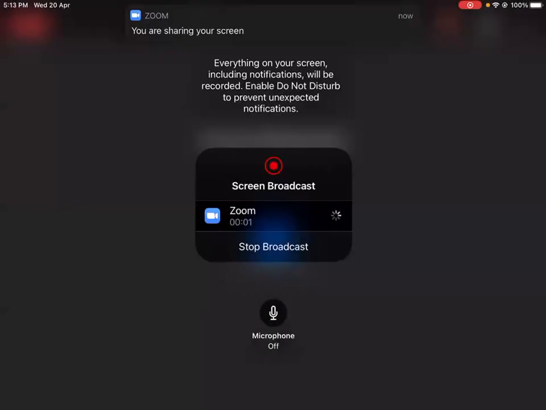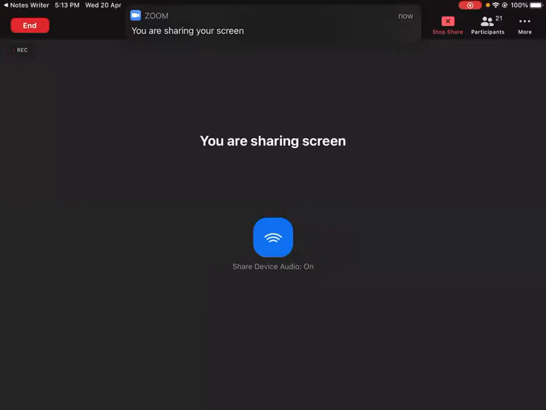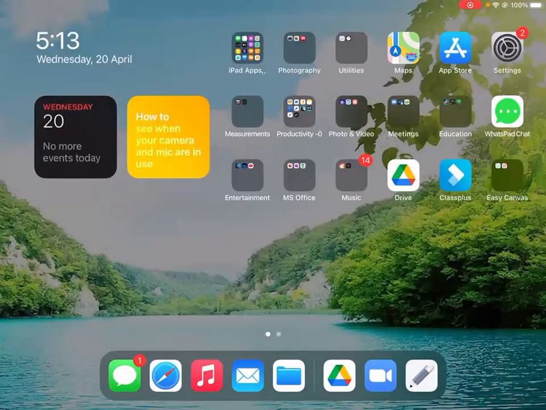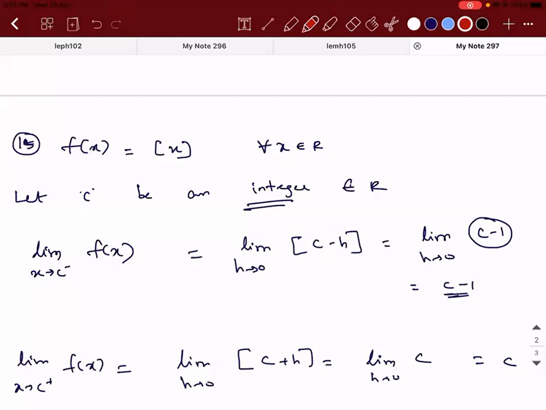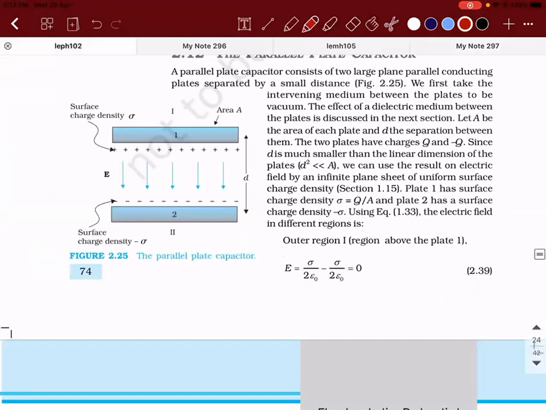Are you guys able to see? You're able to see the screen, right? Okay. So, two things you need to concentrate on. For screen content, you have to see, and for the voice, you have to listen. Okay.